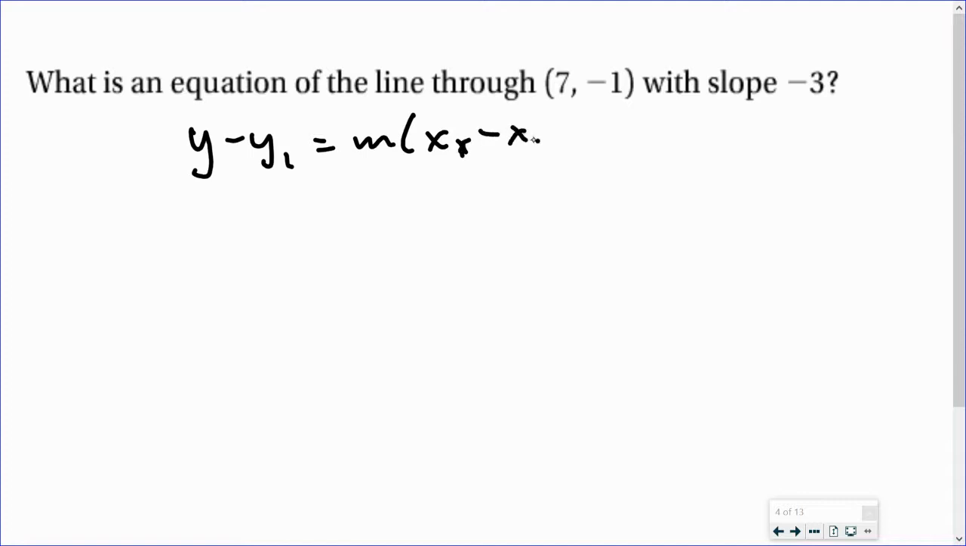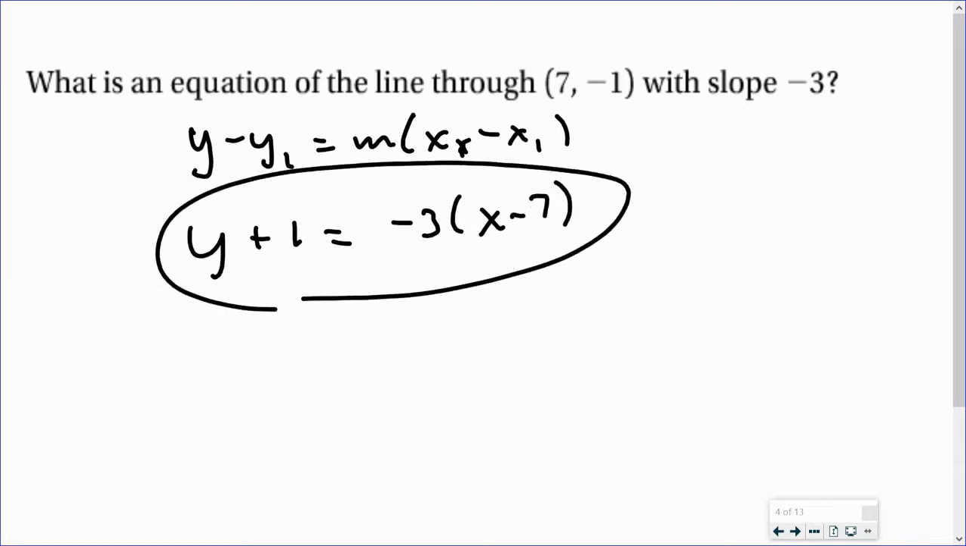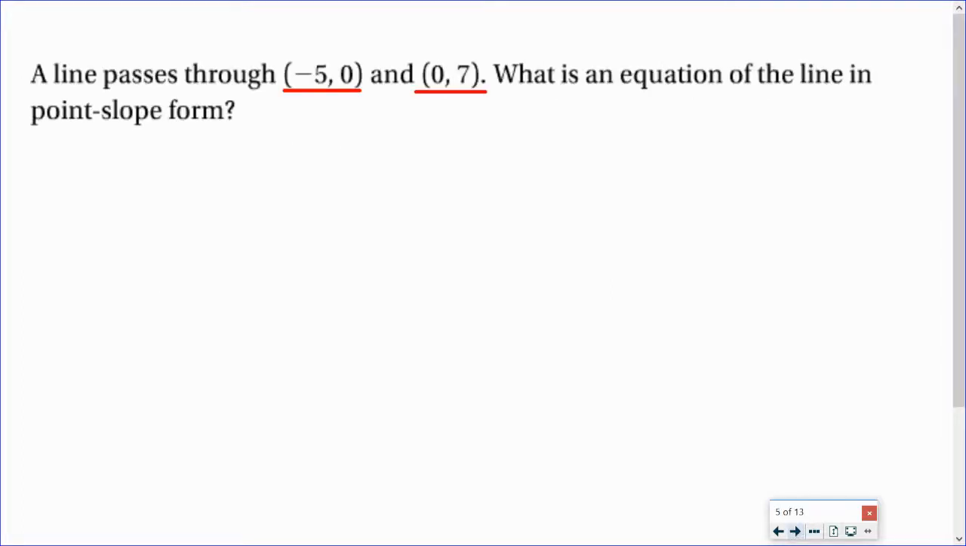Whoops, x minus x1. So y was asking for the opposite of y1. Well, y1 was -1, so the opposite of that is 1. Slope is -3. X is asking for the opposite of x1, which is -7. That's all it takes. This is why I really like point slope. If you're given a point and a slope, it's right there.